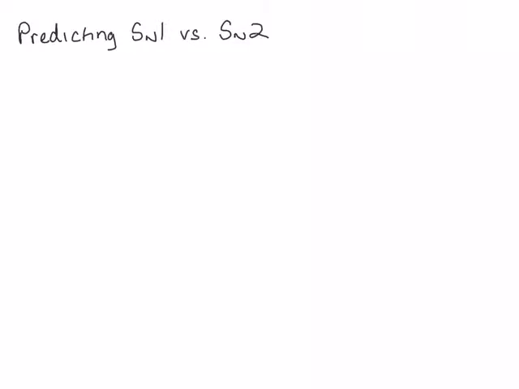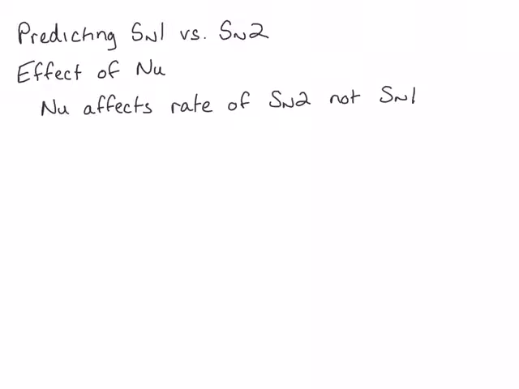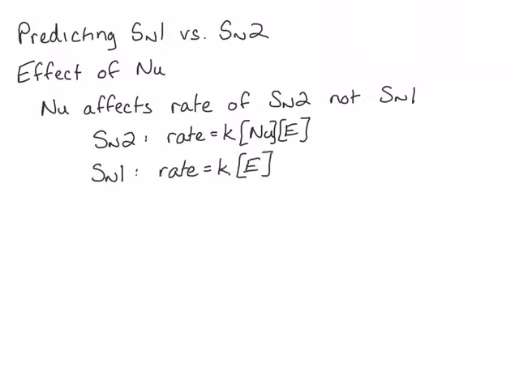First, we'll look at the effect that the nucleophile has on the rate of an SN1 and an SN2 reaction. Remember that it's only the rate of an SN2 reaction that is affected by the structure of the nucleophile. The rate-determining step of an SN2 reaction is bimolecular, meaning that both the substrate and the nucleophile are involved in the rate of the reaction. In an SN1 reaction, the rate-determining step is unimolecular. Only the substrate is involved. Therefore, changing the structure of the nucleophile does not affect the rate of an SN1 reaction.